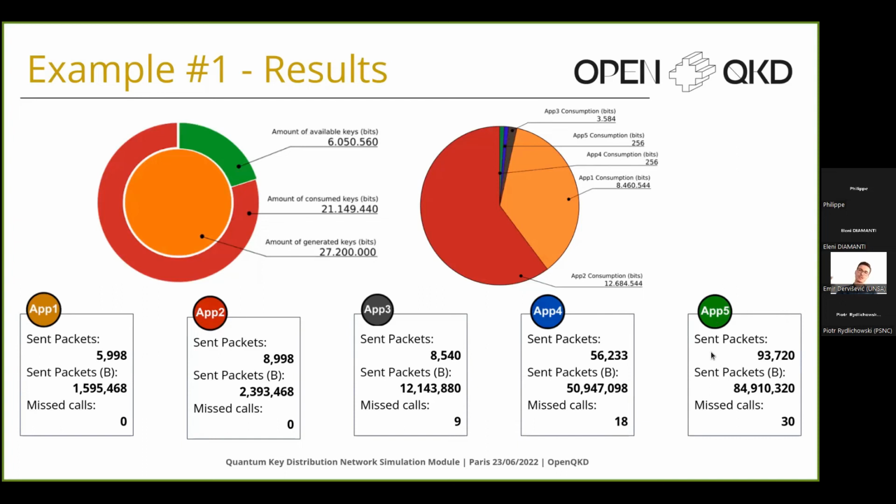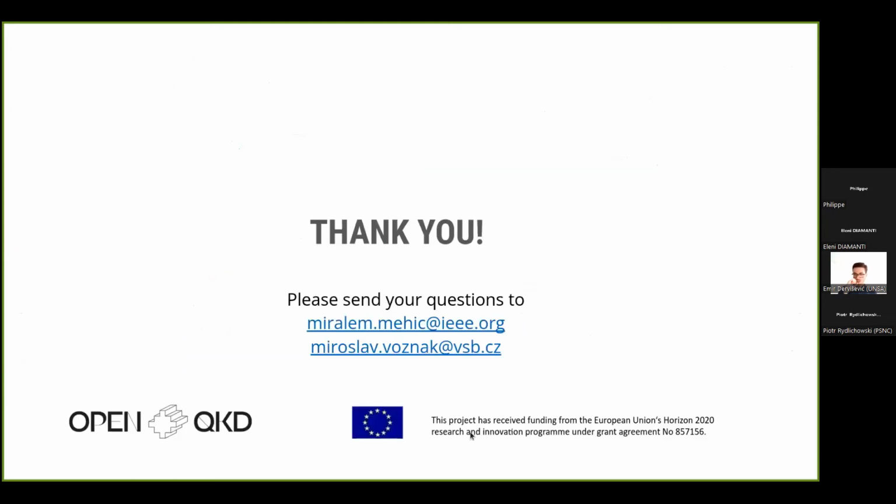However, this happens at the start of the applications, while the applications were trying to obtain the status information from the KMS system and until they obtain initial key material. Because application 5 has the higher data rate, of course, it missed more calls than application 4. The same explanation applies to application 3, the video application. However, in this case, some of the missed calls are a result of the key update periods. So that would be it for the demo of the QKD NetSim.